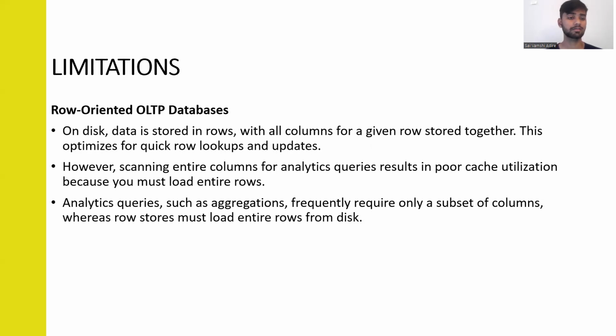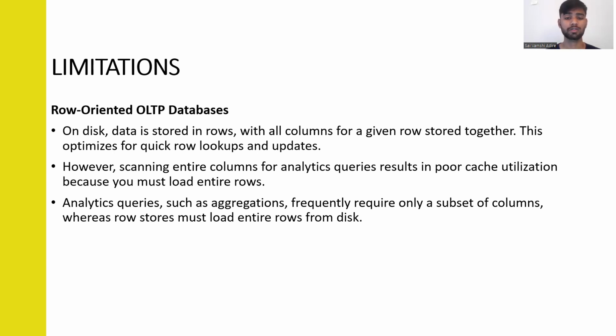Let's look at the limitations of a project. Row-oriented OLTP databases store the data in the form of rows. On disk, the data is stored in rows with all the columns of a given row stored together, and this optimizes for quick row lookups and updates. However, scanning entire columns for analytic queries results in poor cache utilization because you must load the entire row. If you are looking for a particular number of rows, you need to load the entire rows for all that.